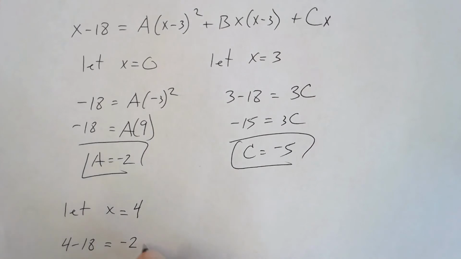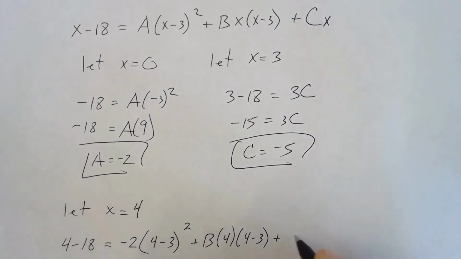A is supposed to be negative 2. So let me, in this problem, actually replace a with a negative 2, replacing still all my x's with 4 in this problem, so that's 4 and that's 4 minus 3, and then plus my c is now a negative 5, replacing that. Let me make sure I put parentheses around those just so I don't make any silly mistakes, and my x is a 4 again.